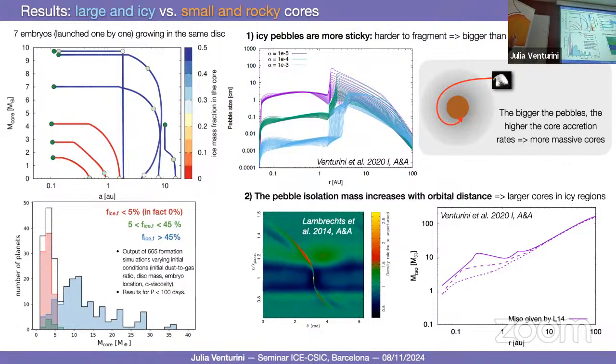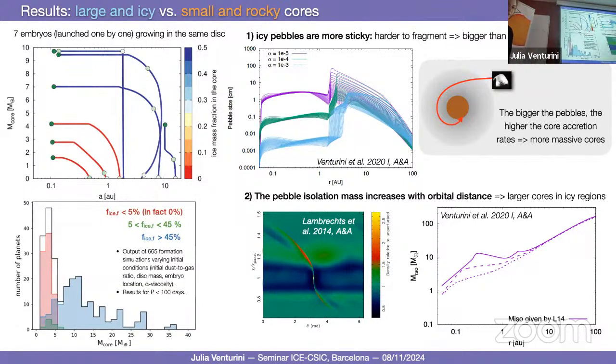It has to do with the pebble growth. The icy pebbles are more sticky. They grow to larger sizes. This is pebble size as a function of orbital distance, so along the disk. This jump here in all the different disk models is the ice line. So beyond the ice line, the pebbles are larger because they are more sticky. This helps to build bigger cores because it's easier to accrete larger pebbles. They suffer more aerodynamical gas drag, so the accretion rates are higher. So we can grow bigger cores.